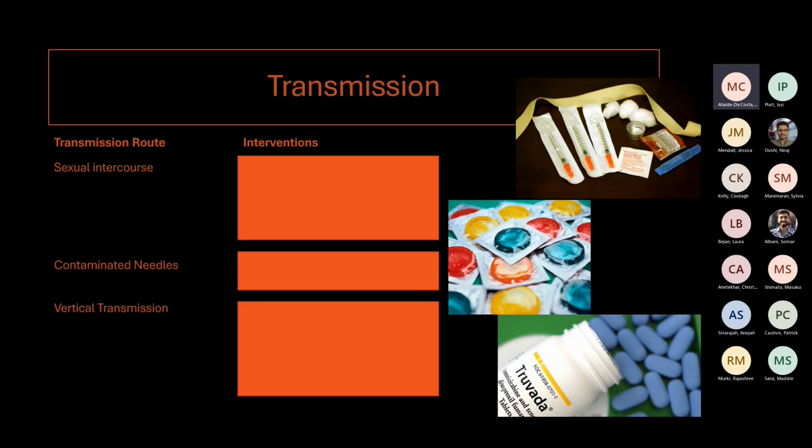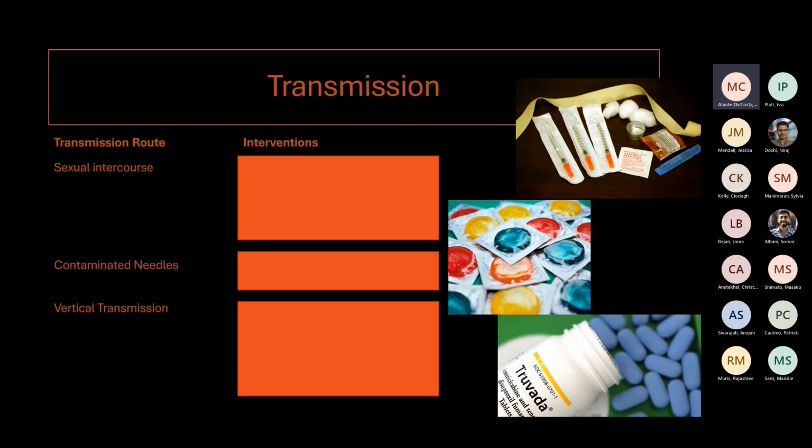Very important next is the transmission routes. Izzy, you've given away half the answers. Oh, sorry. No, it's fine. Don't worry. So these are your transmission routes: sexual intercourse, contaminated needle, vertical transmission, and there's also organ donation as well. I forgot to put that down.